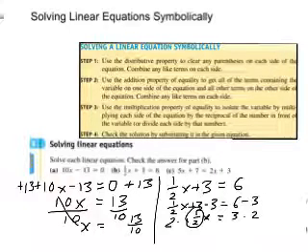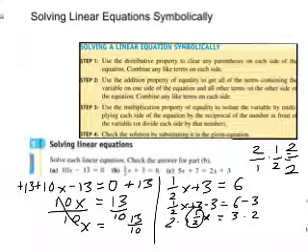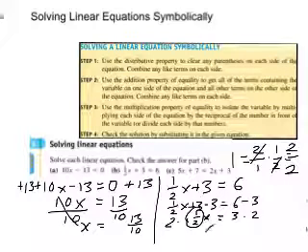So we multiply this side by 2 and this side by 2. 2 times 1/2 is 2 over 1 times 1/2 equals 2 over 2, which is 1. Or you can cross cancel these two, and you get 1 times 1 is 1. So we have just an x here. 3 times 2 is 6.